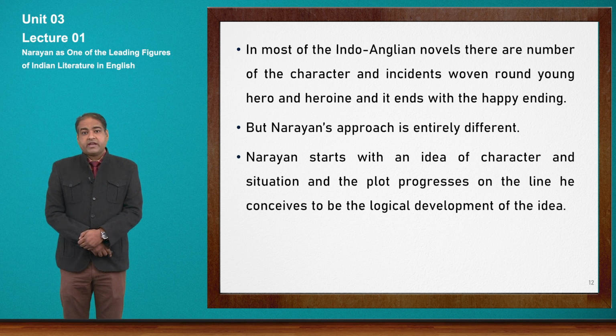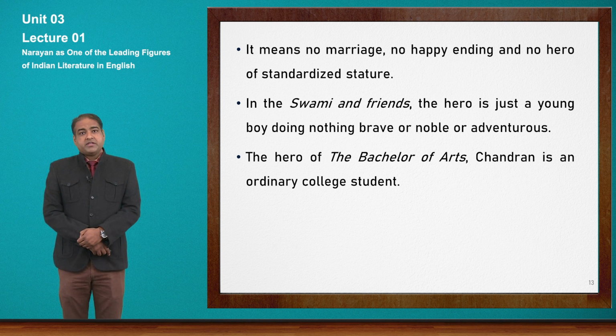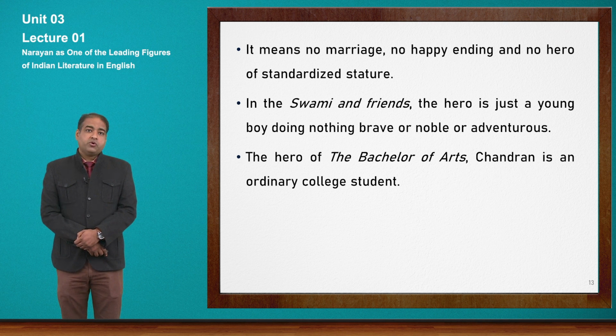When we read about the character in the very first chapter of a novel and how the character behaves at the end of the novel, we find that there is an evolution within a character, and that evolution happened because of the situation, because of the circumstances which that character has faced in that work. It means no marriage, no happy ending, and no hero of standardized stature.